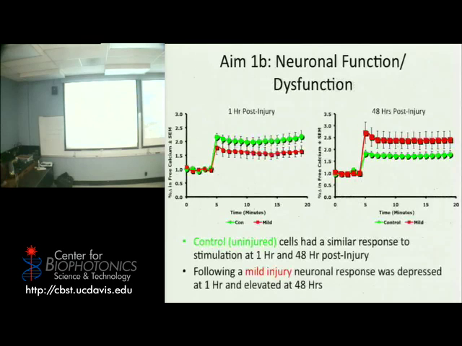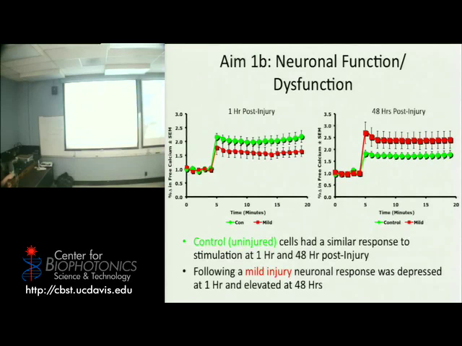And so I asked a simple question. I'm going to stimulate the cells. Do they respond the same way? Is the ratio going to be the same? So I have here a 1 hour post-injury and a 48 hours post-injury. Here I have the change in ratio on the y-axis in both cases, and here I have the time. My controls are in green and my injuries, mild in this case, are in red. And so here's your baseline. And so, okay, I wait 5 minutes.